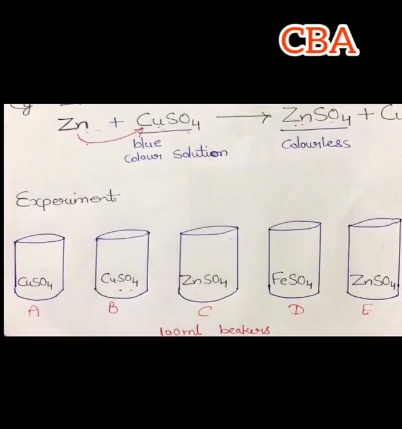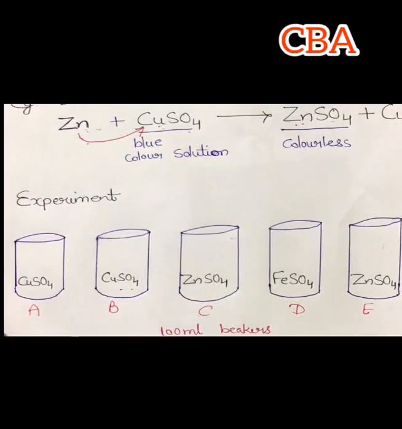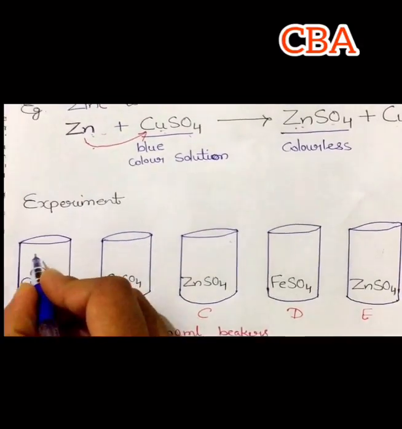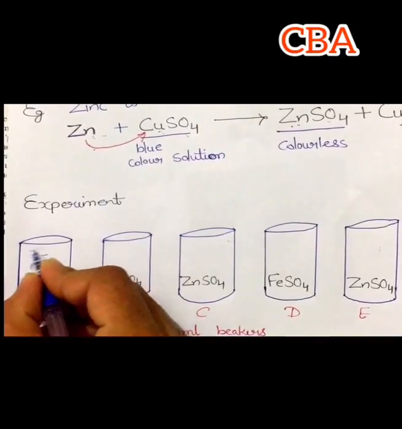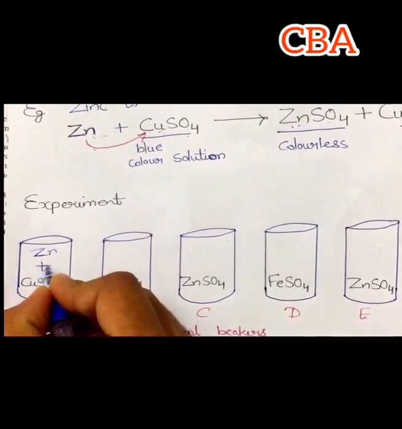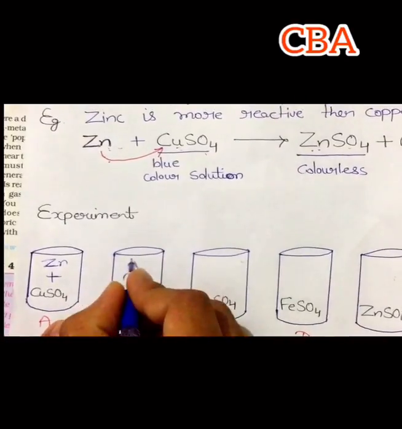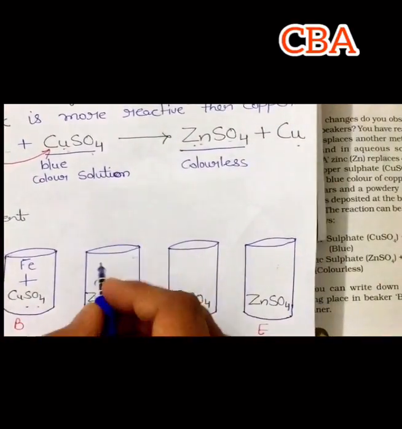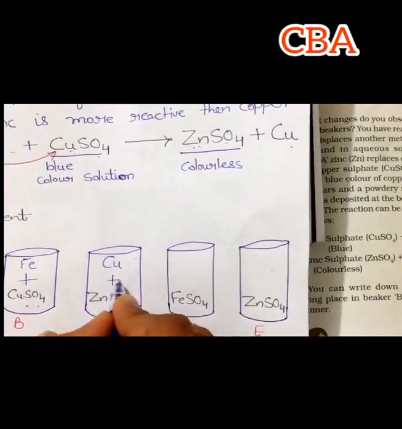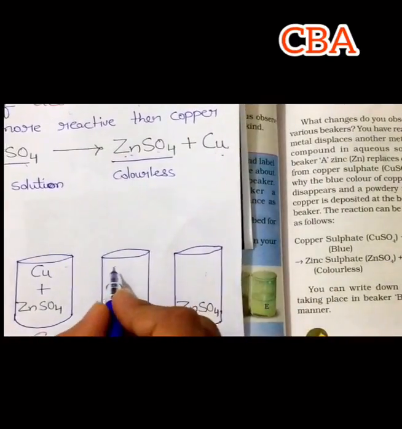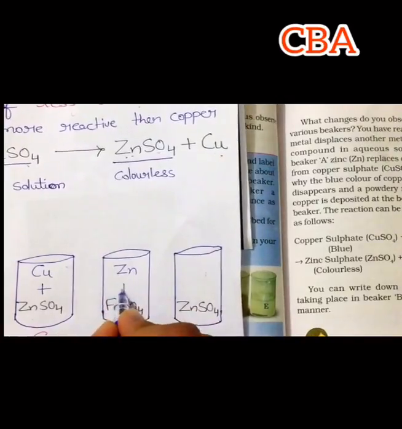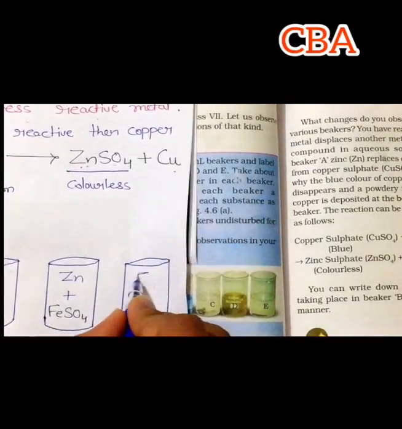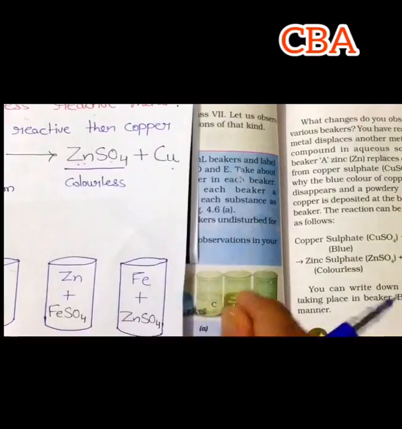Now we are going to add different types of metals and check whether a reaction is taking place or not. In the first beaker I am adding zinc. In the second beaker I am adding iron, that is Fe. In the third beaker I am adding copper, that is Cu. In the fourth beaker I am adding zinc, and in the last beaker I am adding iron, as per the activity.